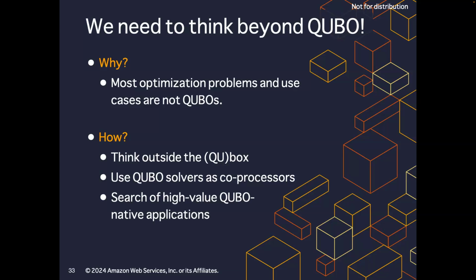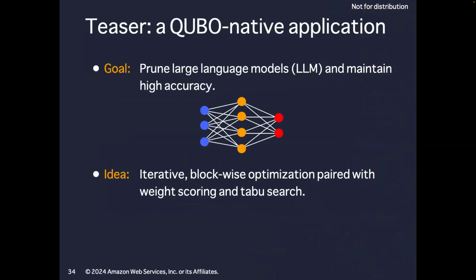We can use qubit solvers as coprocessors that do certain steps in a bigger classical framework paired with machine learning methods, etc. We've done experiments like that too. Or search for high-value qubit native applications. And as a teaser, in the last minute and a half that I have, I want to show you a qubit native application that we recently found.